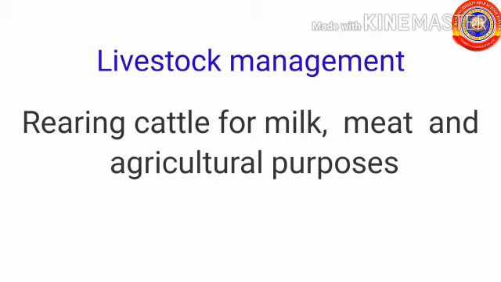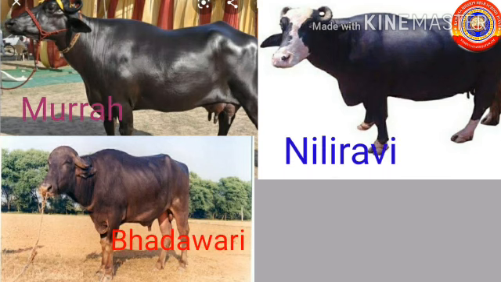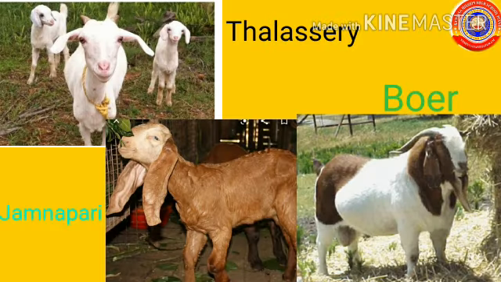The first one is livestock management. Here, cattle are reared for milk, meat, and agricultural purposes. The important varieties of cattle, that is cow, are Jersey, Holstein Friesian, Vechur. Next, the important varieties of buffalo are Murrah, Nili-Ravi, Bhadawari. The important varieties of goat are Thalassery, Jamunapari, Beetal.